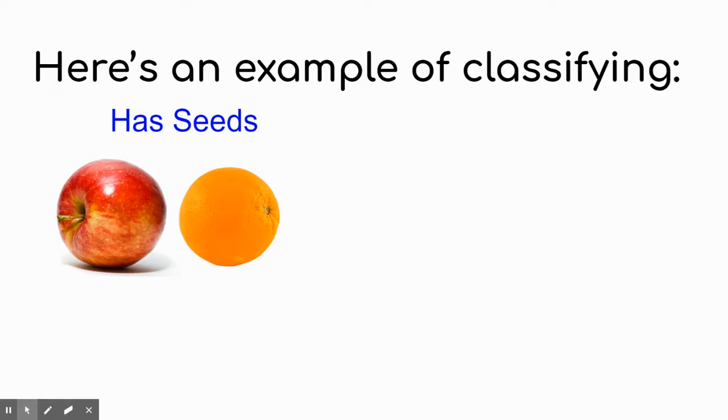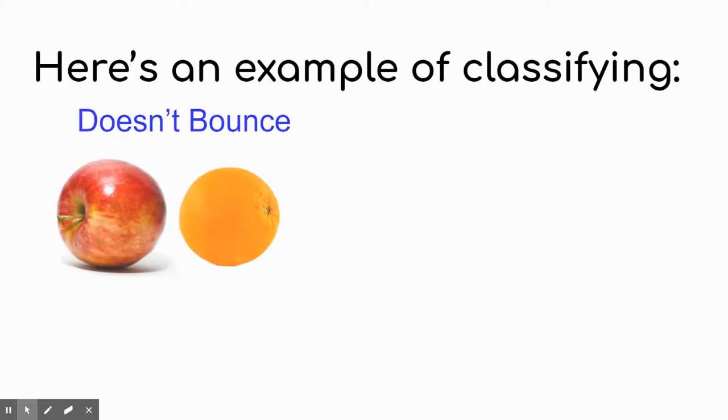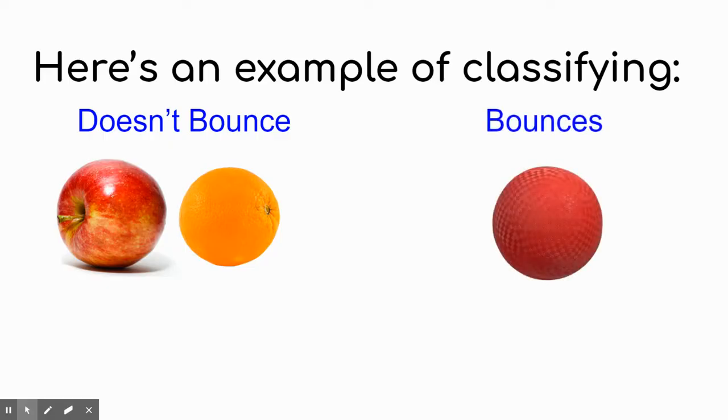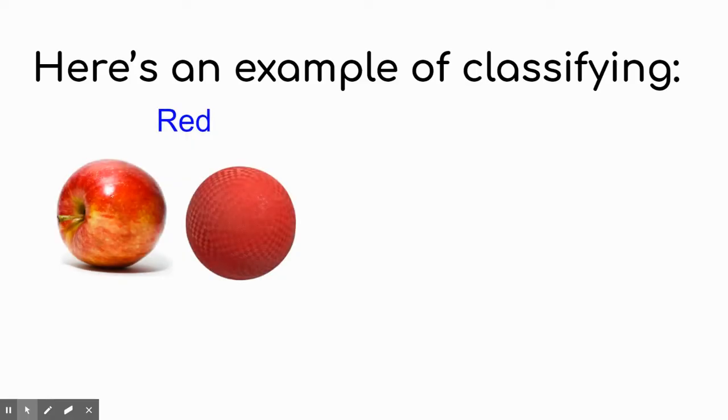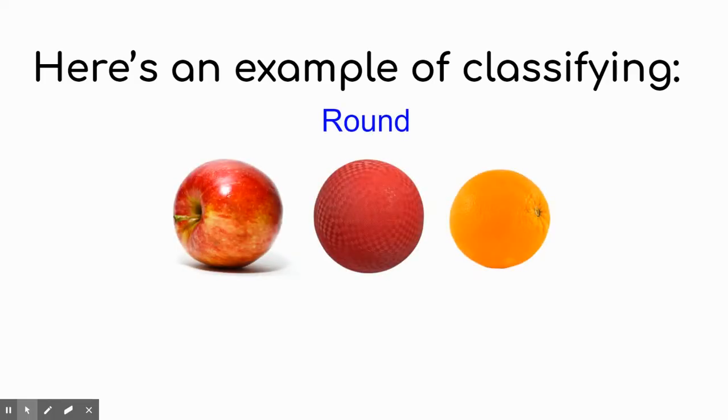The apple and the orange both have seeds. The playground ball does not have seeds. So that's another type of category. The apple and the orange don't bounce. The playground ball bounces. The apple and the ball are both red, so now I'm classifying or categorizing these by color, and the orange is orange. Here's a category where they're all the same. All of these objects are round.